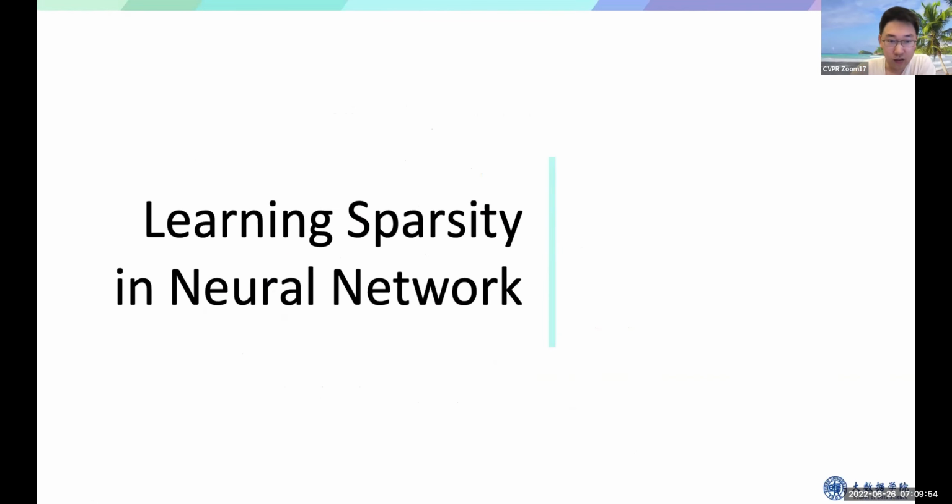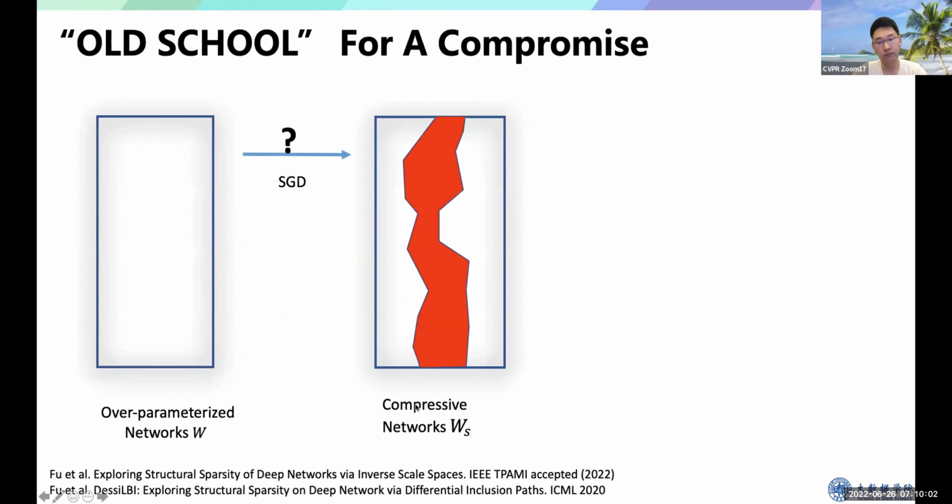So now I also talk about learning sparsity in neural networks. In general, we like the idea of over-parameterization. We like over-parameterized networks, which have good expressive power. However, we do not like millions of parameters, which are hard to use in many real-world applications like robotics or self-driving cars, right? Therefore, a compressed network without loss of performance is desirable.